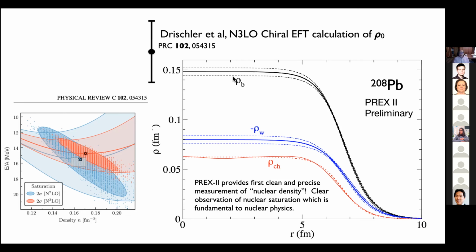Okay, one can compare that to calculations of the saturation density of infinite nuclear matter. Let me emphasize this theory calculation is for infinite nuclear matter, and this is clearly for lead-208. The observation, again, nuclear matter is fictitious.